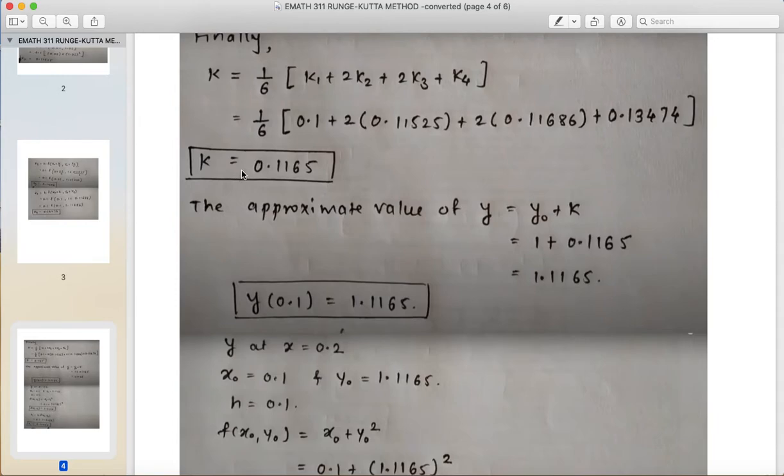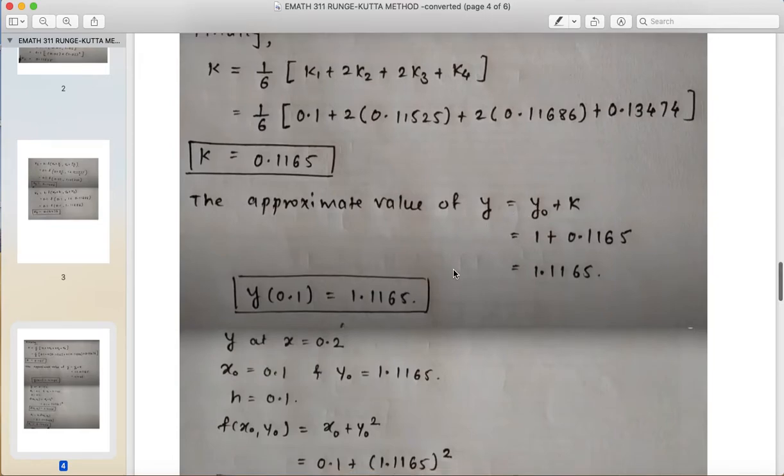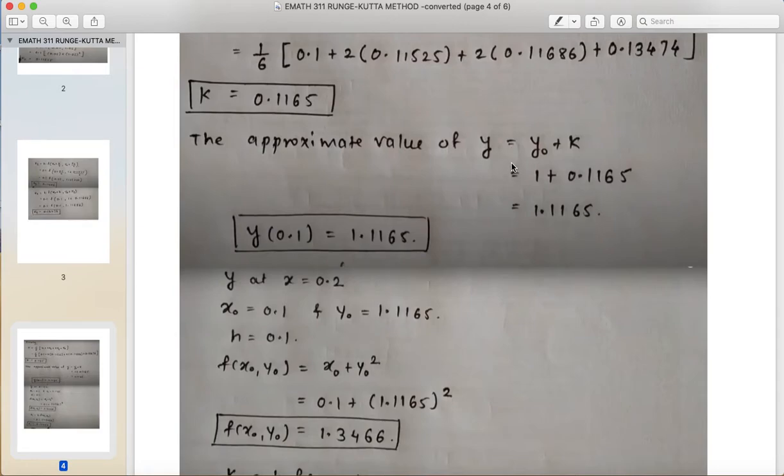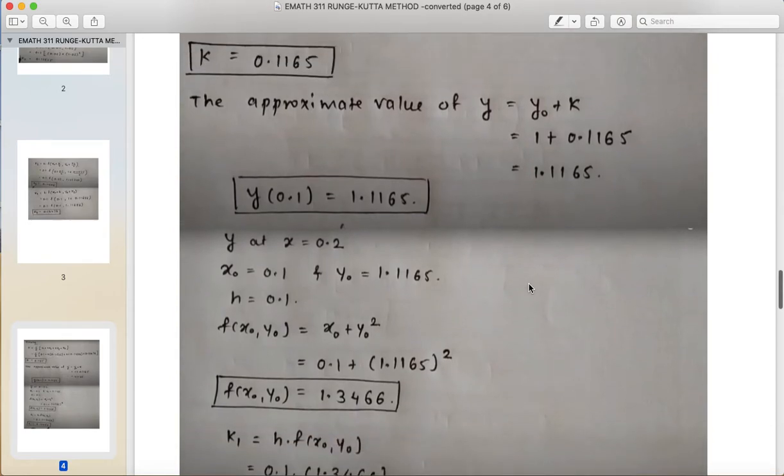So we get the value of k, which is 0.1165. The approximate value of y, this is what I've mentioned earlier, is equal to y naught plus k. So we have our y naught is 1, plus our k, which is 0.1165, we get 1.1165.